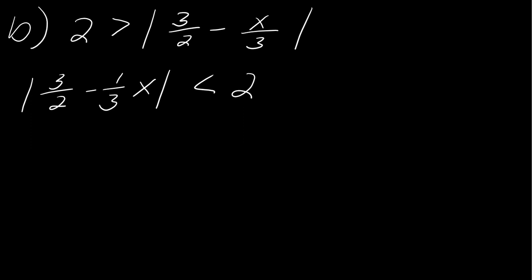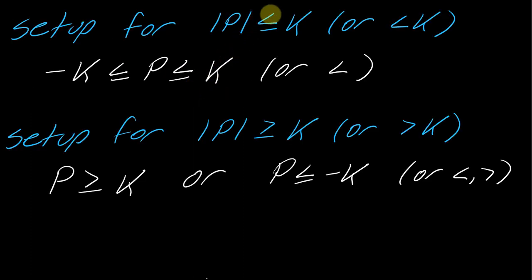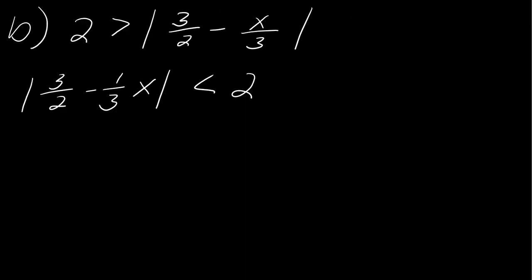I've got the absolute value on the correct side. And now I see that this is a less than. So when I have less than or equal to, or less than, I use the 3-part inequality setup. We went through this in detail in the instruction video. So let's go ahead and set that up then.